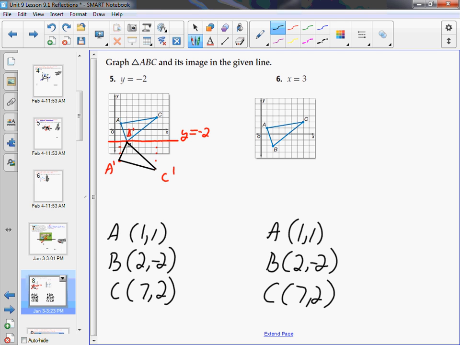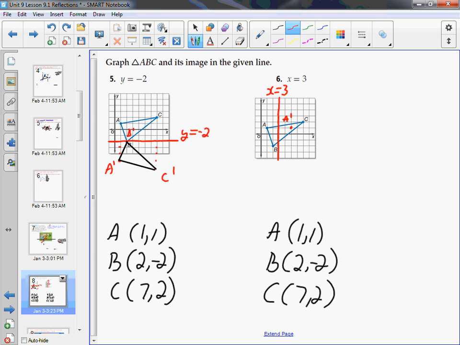So once you get ABC on there, our line of reflection is x equals 3. Well, that's a vertical line. X equals 3 is vertical. 1, 2, it's right here. And then we do the same thing we did for number 5. It's just that we have a different line of reflection. Point A is 2 spaces to the left of the line of reflection. So A prime has to be 2 spaces to the right.